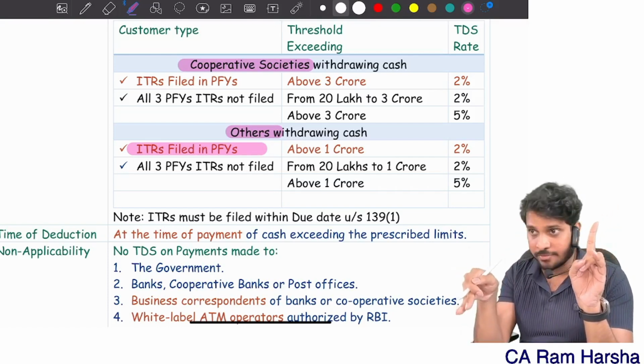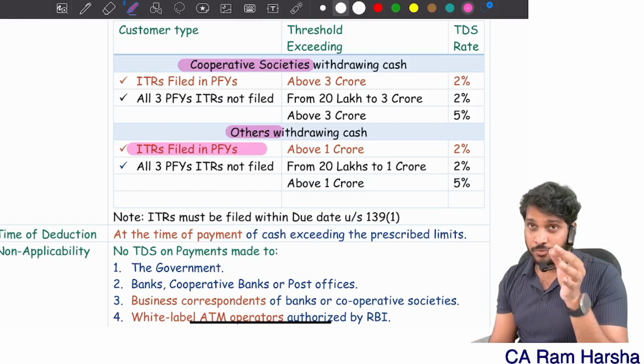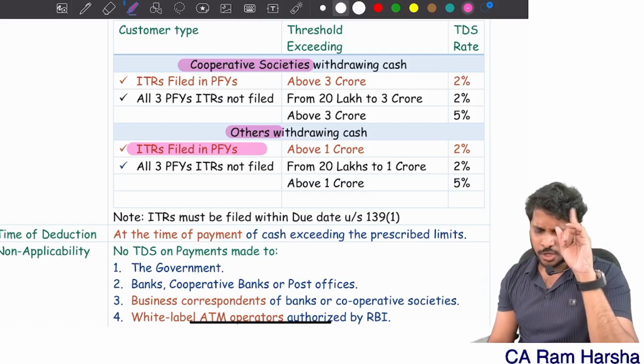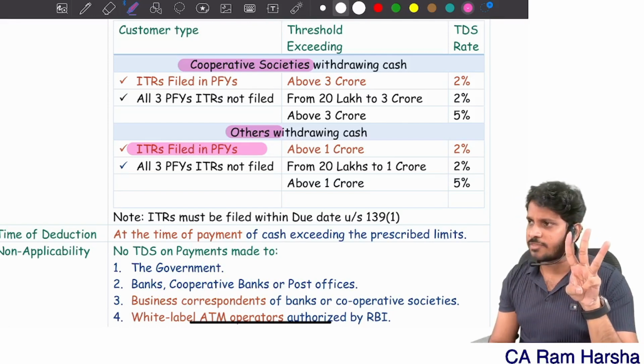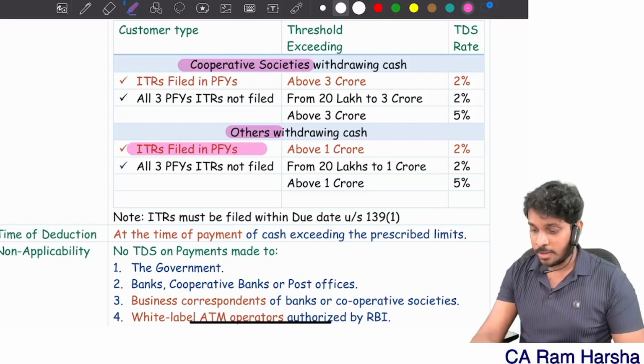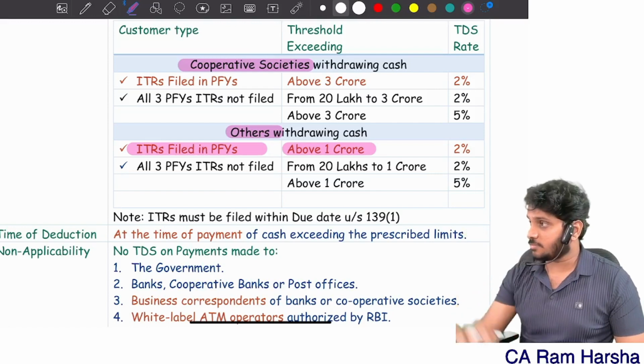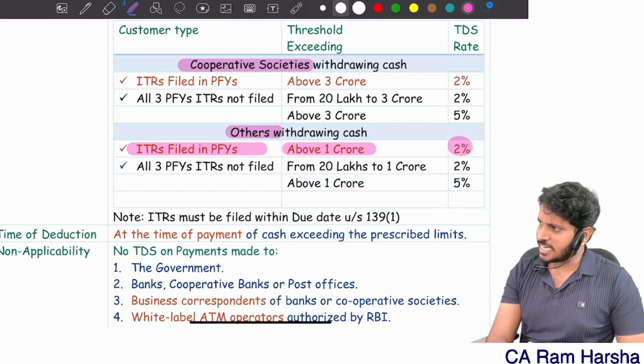You're withdrawing now, 24, 25. We will see 23-24, 22-23, 21-22. In these 3 years, have you filed return of income? I'll ask. Yeah, you filed it. Then no problem. Above, up to 1 crore, no TDS. Above 1 crore, 2% TDS.